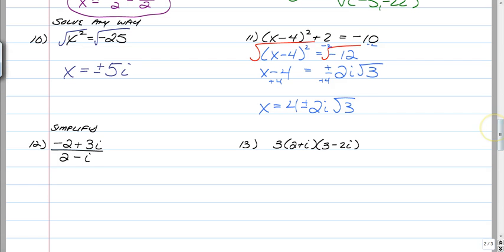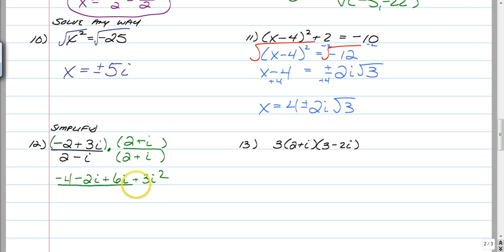Here's number 12 and 13, simplifying with i's. Number 12. This is where you need to multiply the top and bottom by what we know is the conjugate. So the conjugate is the bottom, but we switch the sign. So this is 2 plus i. 2 plus i. Now on the top, you must FOIL. So negative 2 times 2 is a negative 4. Negative 2 times a positive i is a negative 2i. 3i times 2 is 6i. And 3i times i is 3i squared.